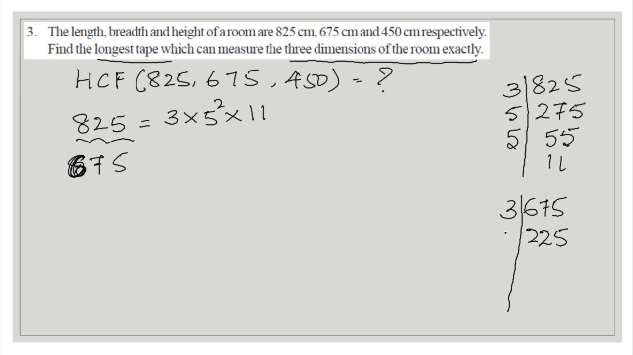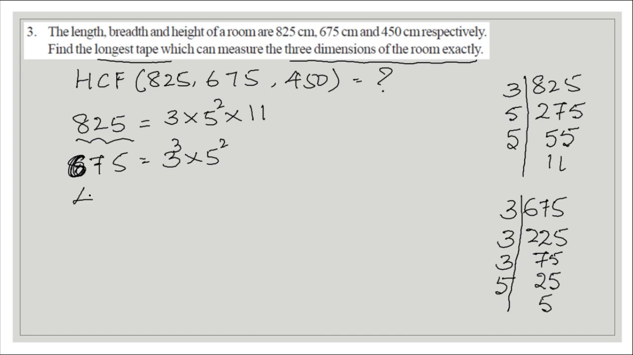Now once again it is divisible by 3. 3 7s are 21, 3 5s are 15, once again it's divisible by 3. 3 5s are 15, so 5 times, so we have 3 cube into 5 square.